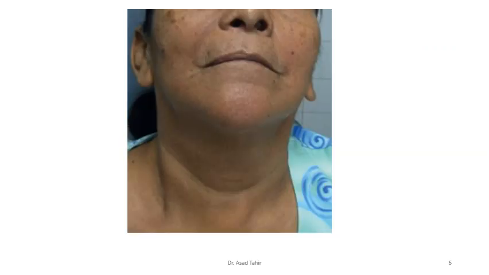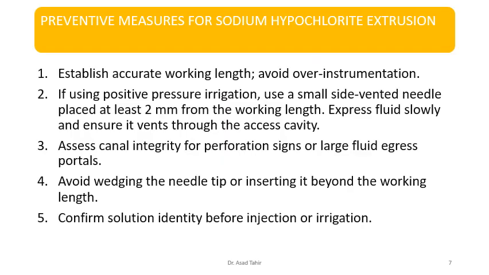One month post-extrusion, the ecchymosis had resolved, with a return of sensation and full function. Therapy was completed without incident. Preventive measures for sodium hypochlorite, NaOCl, extrusion. Establish accurate working length, avoid overinstrumentation.